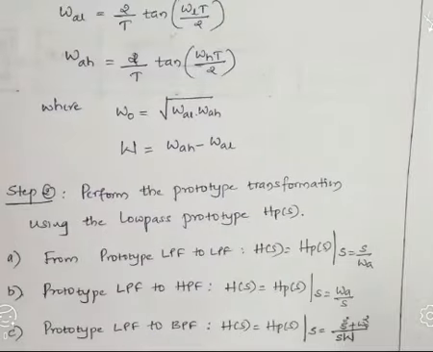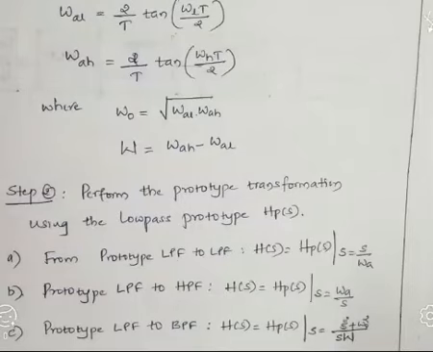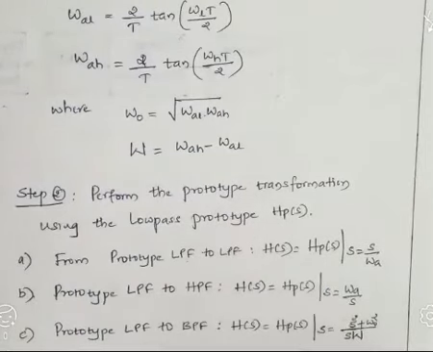What is meant by prototype transformation? Regarding prototype transformation, we discussed it thoroughly in the previous video. Prototype means normalized transformation. Normalized means the cutoff frequency is 1 radian per second. Whether we are designing a Butterworth filter, a Chebyshev filter, or any filter, we design for the normalized case, where the cutoff frequency is 1 radian per second.